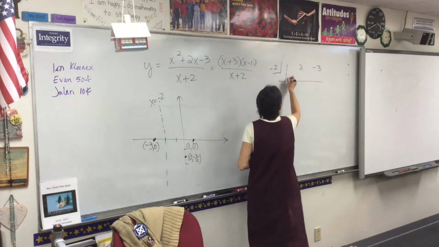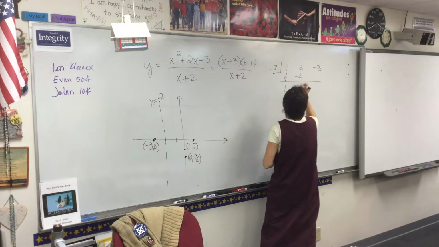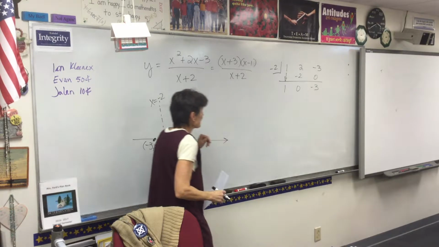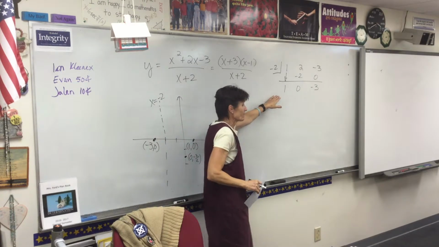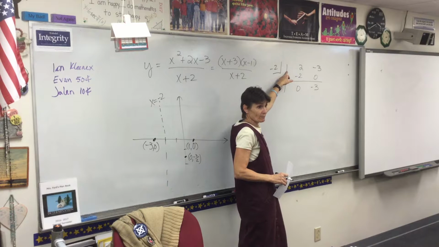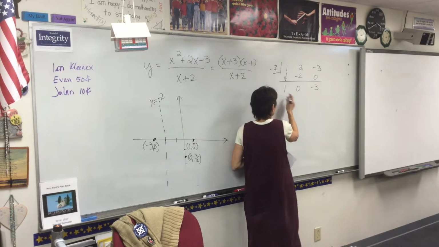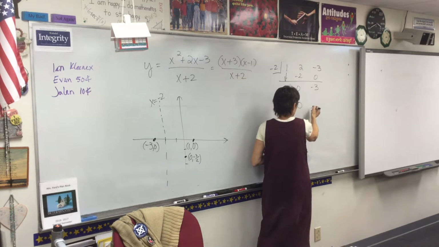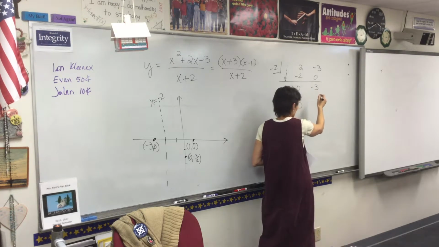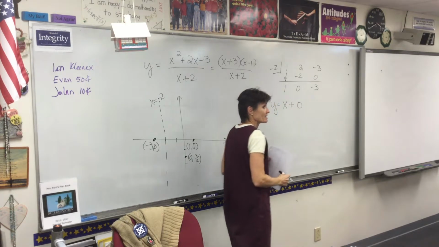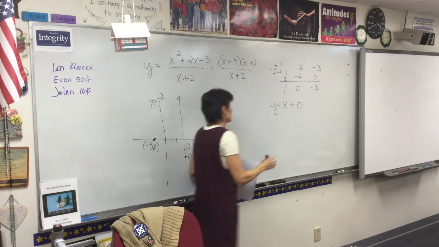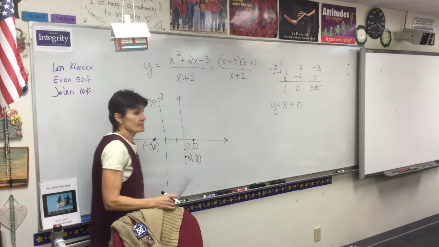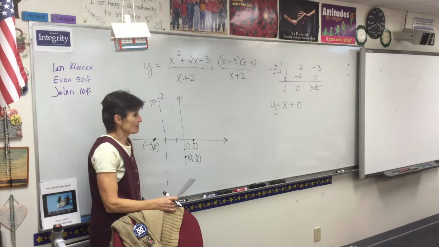So this comes straight down. And when I write my answer, when I look at this list of numbers right here, remember the original was x squared, so this one's going to be x, plus 0, and then that's a remainder. Now the good news is when I'm doing slant asymptotes, I don't worry about the remainder. It's like it's not even there. Don't even worry about it. y equals x is my slant asymptote.